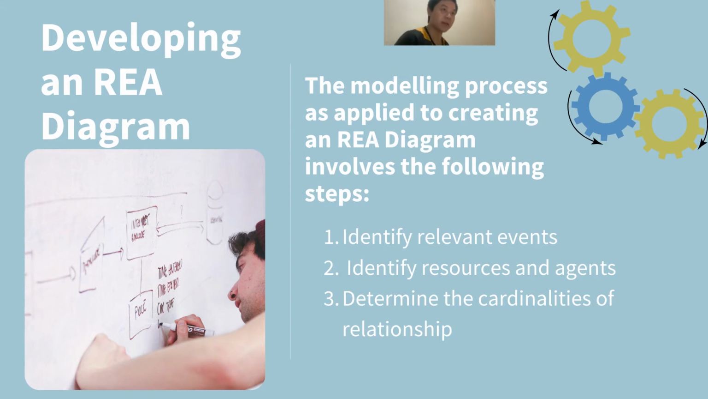In developing a REA diagram, the modeling process applied to creating a REA diagram involves the following steps. Step 1 is to identify the events about which management wants to collect information. Step 2 is to identify the resources affected by the events and the agents who participated. And step 3 is to determine the cardinalities between the relationships.